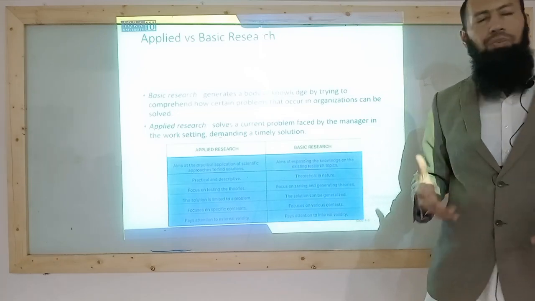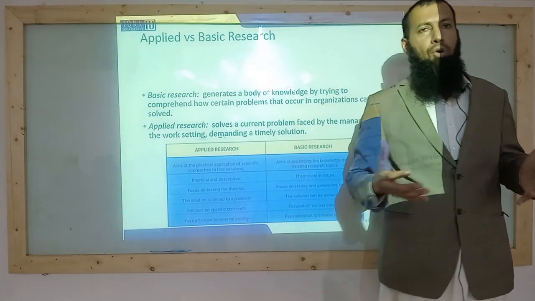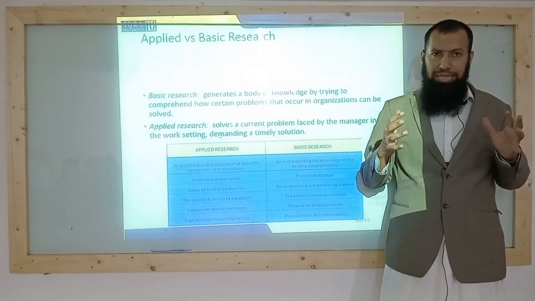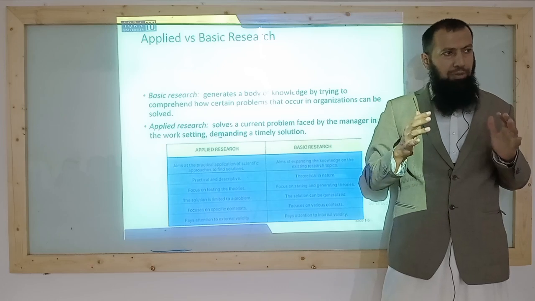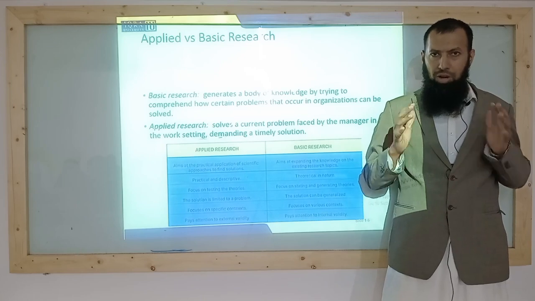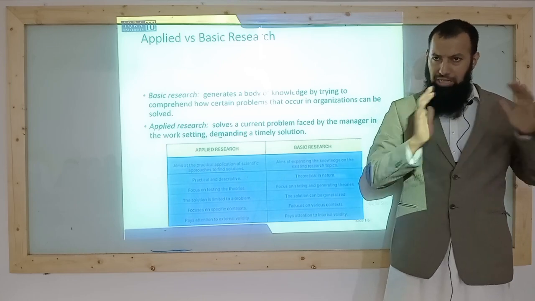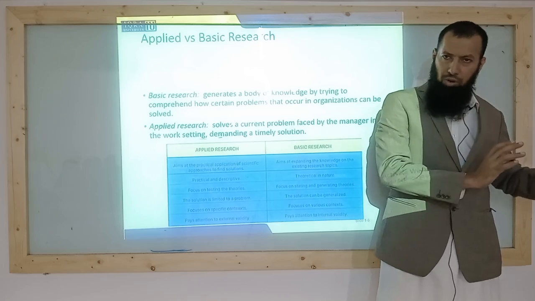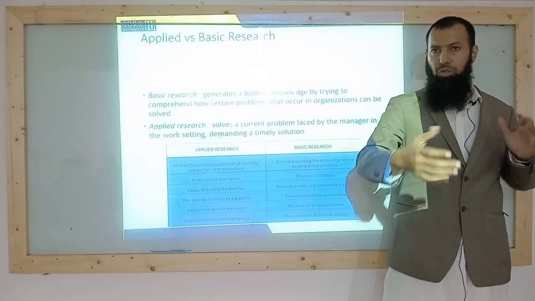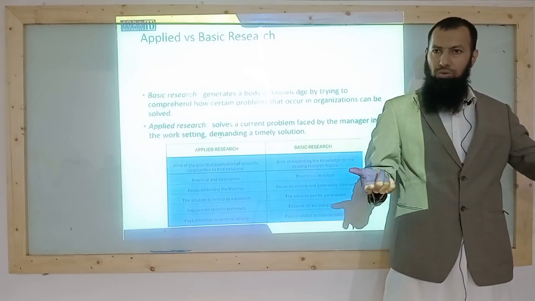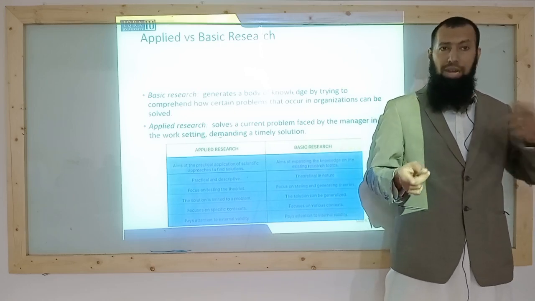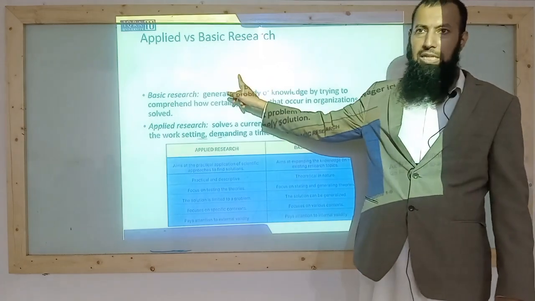Body of knowledge, it basically generates the body of knowledge. What do we mean by body of knowledge? Body of knowledge is the concept in which we say that we already have the knowledge. Body means corpus of knowledge, the existing corpus, database of knowledge we have. So we increase that corpus, so that if anyone would like to know how the problem can be solved, what are the situational factors for any problem, he can refer to the basic research.